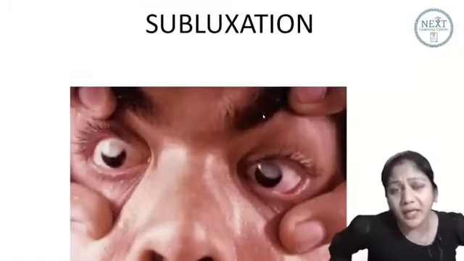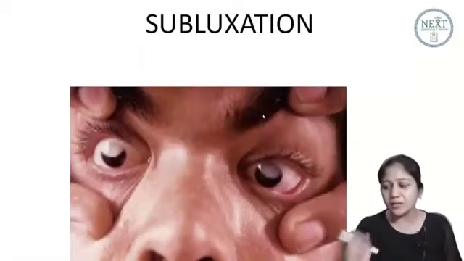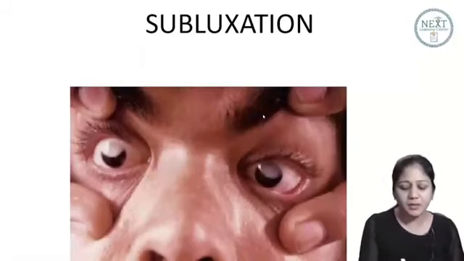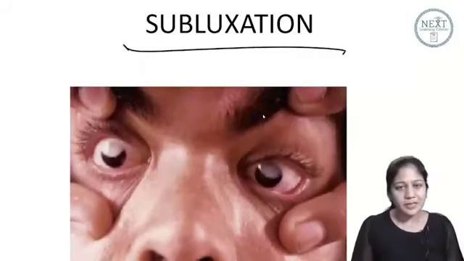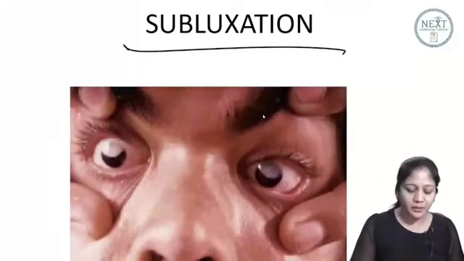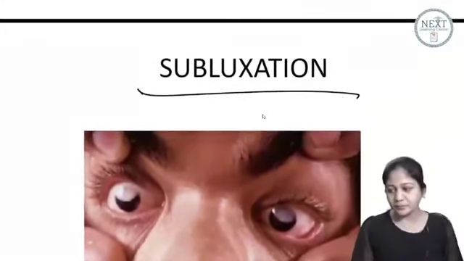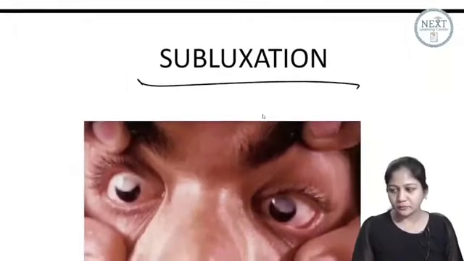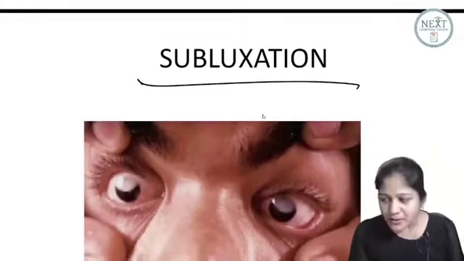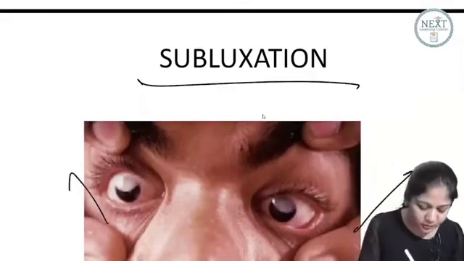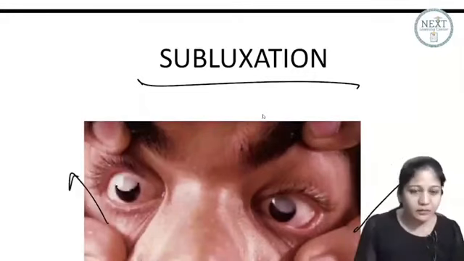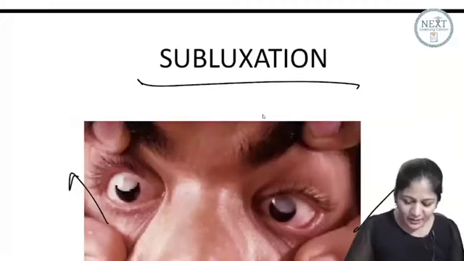Let us talk about the next topic now. Complications are over. This is the next topic. Next topic, subluxation. So can all of you see the lens here? What is happening with the lens? What is the problem here? Can all of you see? The lens is not dropping down, the lens is actually going up and out. Can you see? Yes, the lens is displaced.